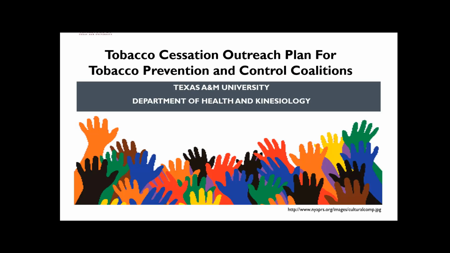Welcome to the first video in our video series about implementing strategies for special populations through your Tobacco Prevention and Control Coalition. In this video, you will learn about the 5 steps to recruit and develop members for your Tobacco Prevention and Control Coalition so that you can better serve special populations in regards to smoking cessation.